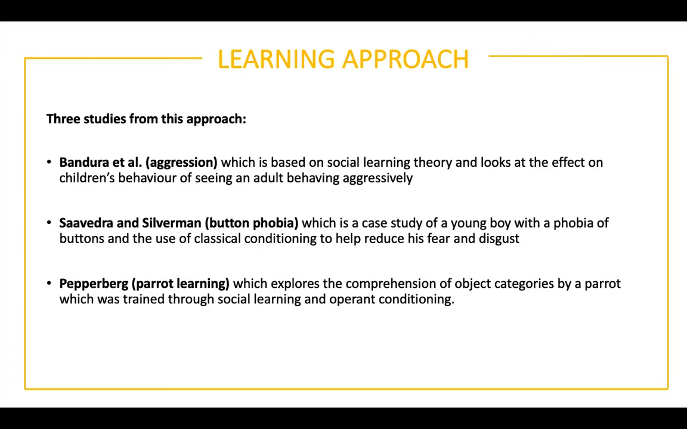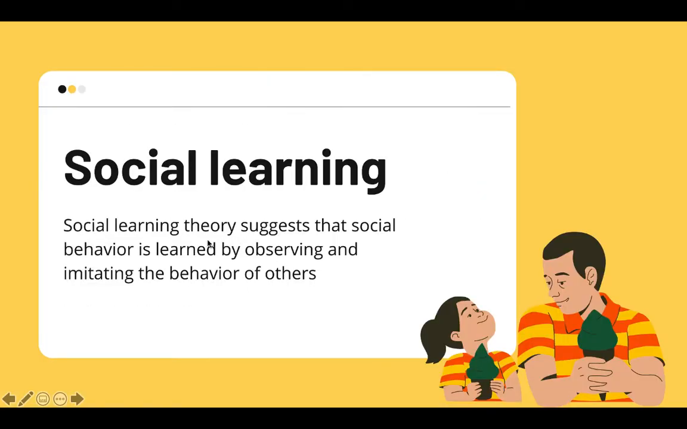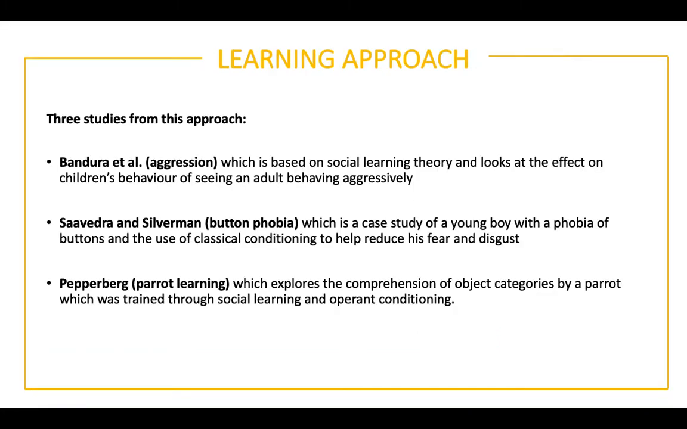So there are three studies from this approach, as usual. The first one is Bandura et al., which is based on social learning theory and looks at the effect on children's behavior of seeing an adult behaving aggressively. Will they copy the behavior of an adult that is behaving aggressively? If they do, then that's social learning theory, which is behaviors learned by observing and imitating the behavior of others.